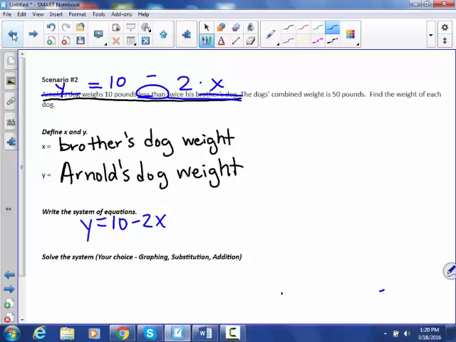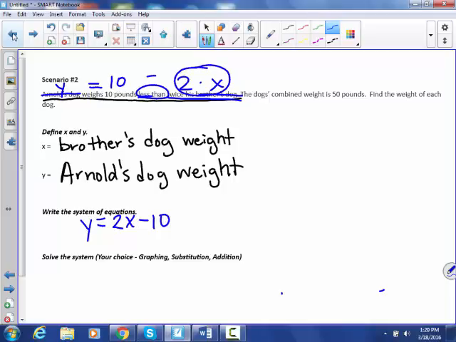So what's wrong with this? It's not 10 minus 2x, it's 2x minus 10. That's what it should be. Okay? So why is it like that? Because it's 10 less than this. Oh, okay. So this has to come first, and then I take the 10 off.